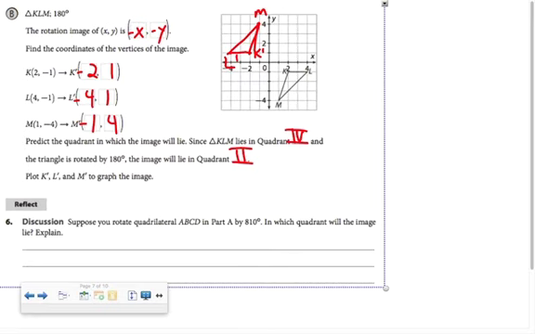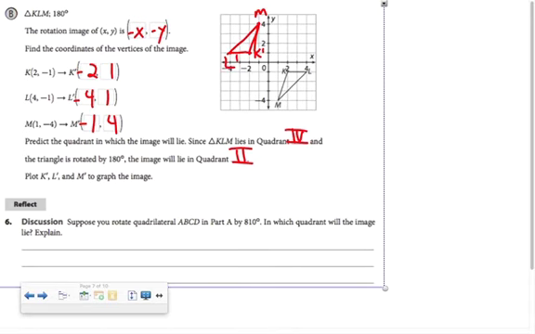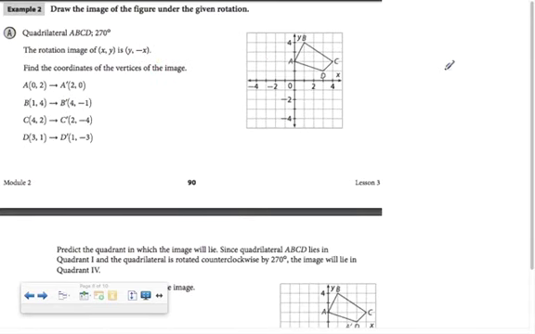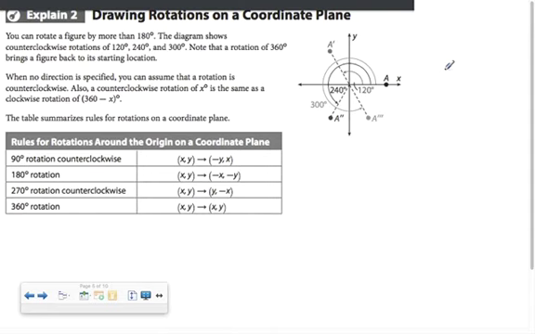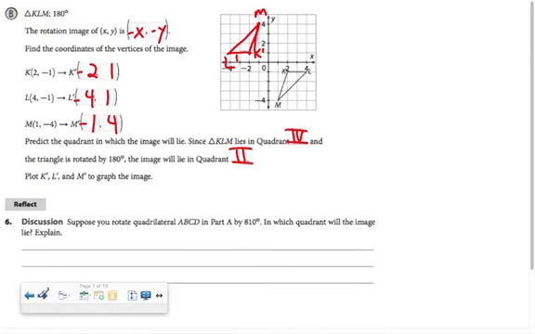Suppose I rotate quadrilateral ABCD in part A by 810 degrees. In which quadrant will the image lie? 810 degrees, wow, that's a big number. What I hope you'd notice is that back here, when they gave us the rule, a 360-degree rotation just lands us in the exact same place. So let's figure out how many 360s there are in, I believe it was 810. Okay, so 810 divided by 360 is 2.25. So there's 2 full 360s inside of 810.